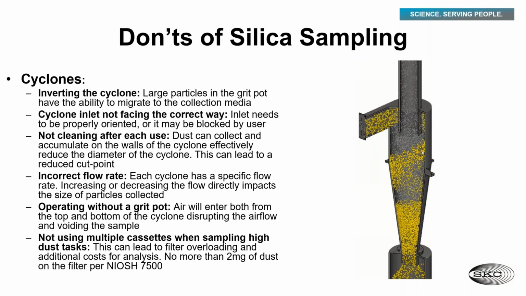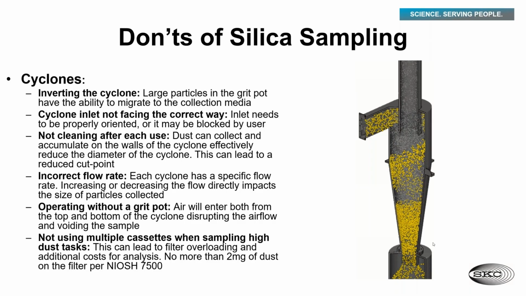We talked about it a little bit earlier, but not cleaning your cyclone. As you can tell from this particular picture, dust will collect inside of the cyclone and effectively reduce the size of the diameter, which is going to start spinning off more and more of the larger particles and artificially reduce your cut point. We've already talked about using the incorrect flow rate, and we'll talk about it a little bit more as we go down.